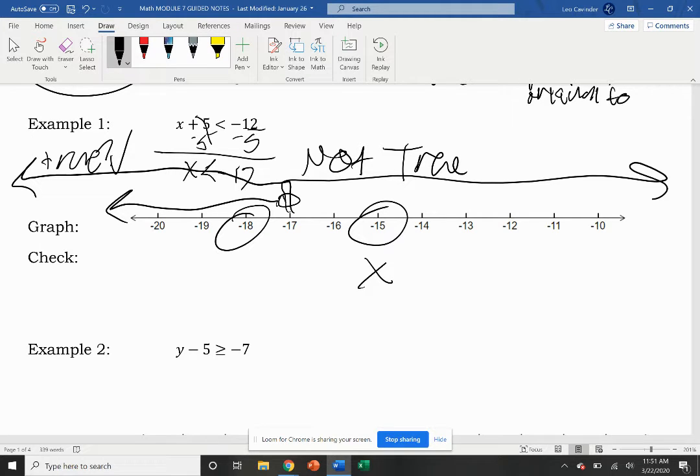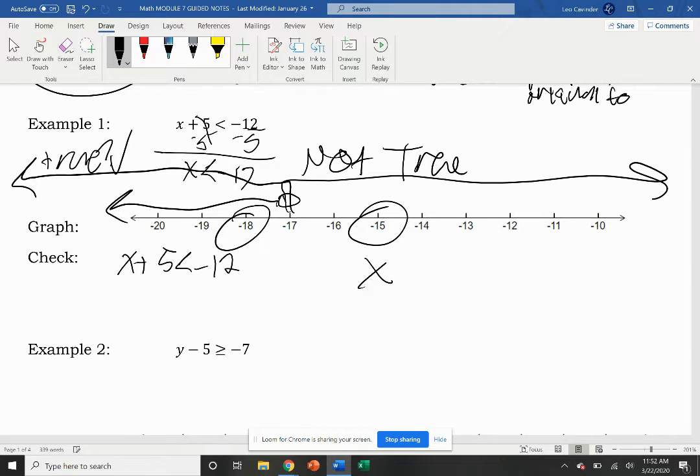So we're going to try negative 18 right now. So we're going to plug in for x. So we have x is less than negative 17, and we're going to plug it in. Oops, that was our answer. I'm sorry. We use our original inequality. I'm just going to erase it. x plus 5 is less than negative 12.